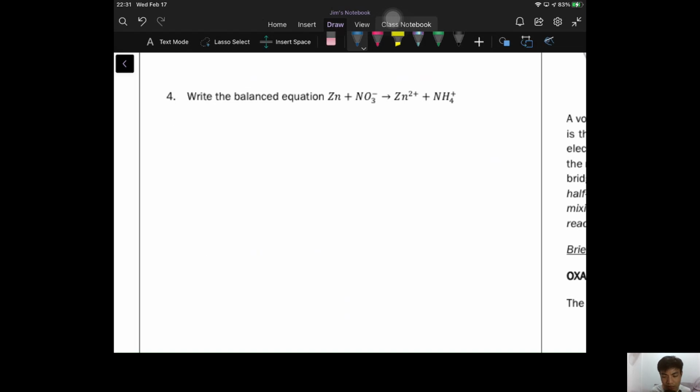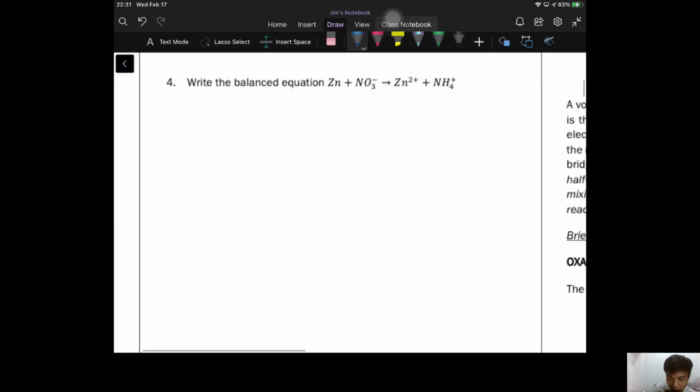So we have zinc plus nitrate ion producing zinc 2 plus and ammonium ion. So again, split the equation into 2. Zinc producing zinc 2 plus. We have nitrate ion NO3 minus producing NH4 ion, ammonium ion. Okay. Let's balance the top equation.